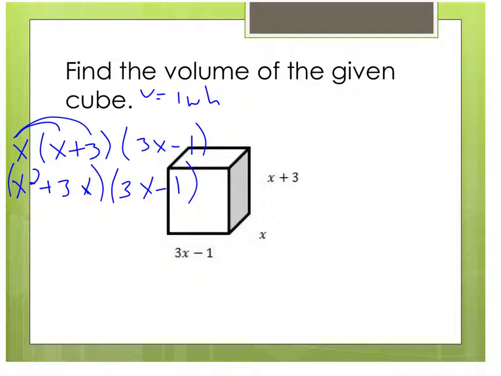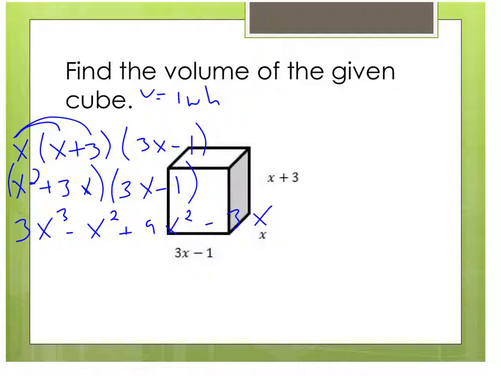And now I'm going to FOIL. I'm going to FOIL x squared plus 3x times the quantity of 3x minus 1. First terms are x squared and 3x, so it's going to be 3x to the third. My outside terms are x squared and negative 1, so it becomes a negative x squared. My inside terms are 3x and 3x, which are going to give me a positive 9x squared. And my last terms are 3x and negative 1. It's going to give me a negative 3x.